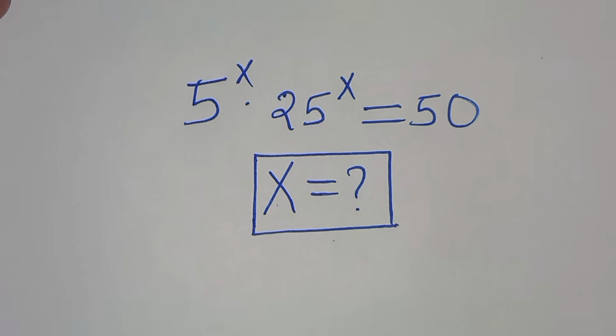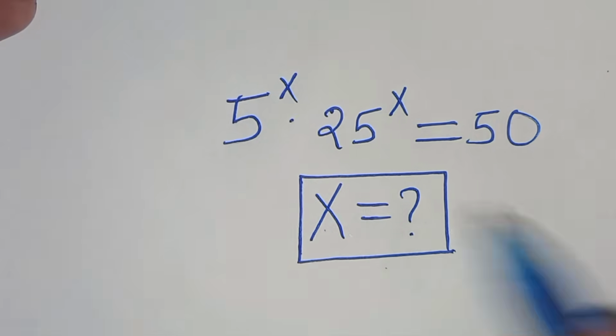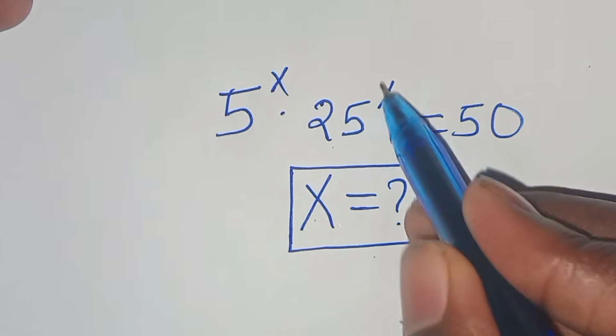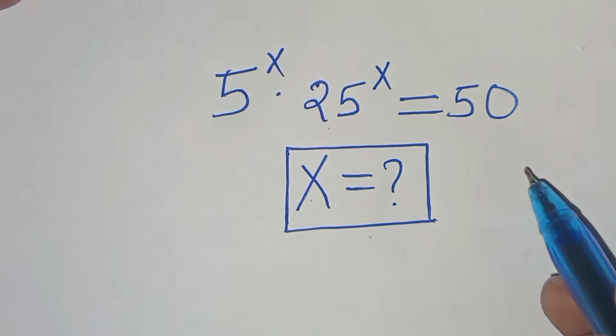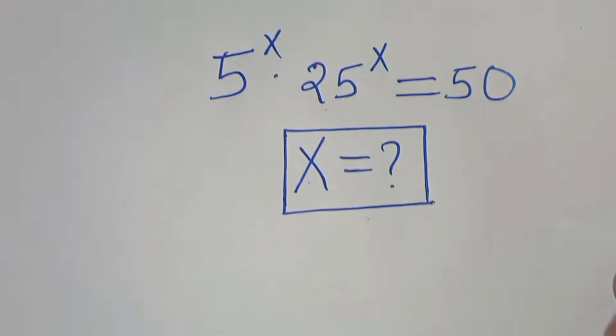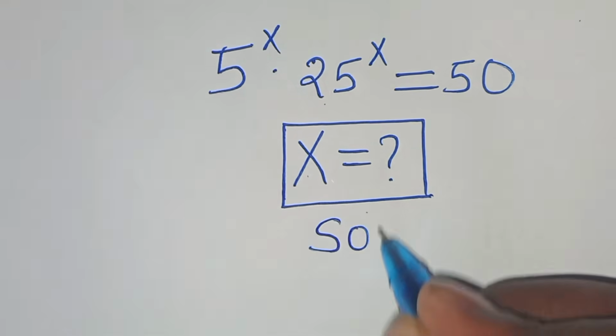You're welcome to solve this nice exponential equation, which is 5 to the power of x times 25 to the power of x. This is equal to 50. So what is the value of x? So let's provide a solution from here.